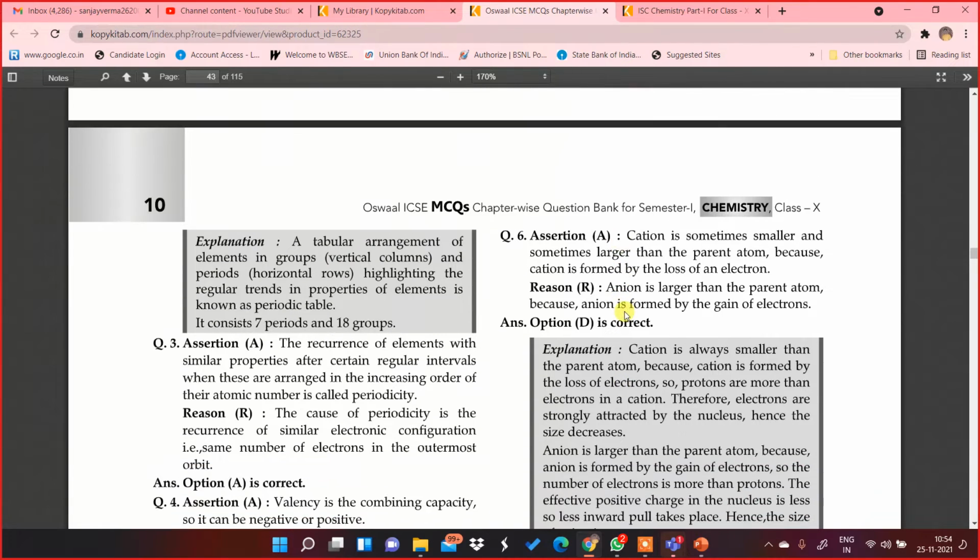Number 6, assertion type. Assertion: a cation is sometimes smaller and sometimes larger than the parent atom. No, because a cation is formed by the loss of electrons. It cannot be larger. So A is false. Reason: an anion is larger than the parent atom. True, because an anion is formed by the gain of electrons. So A is false and R is the correct reason. So option D is correct.